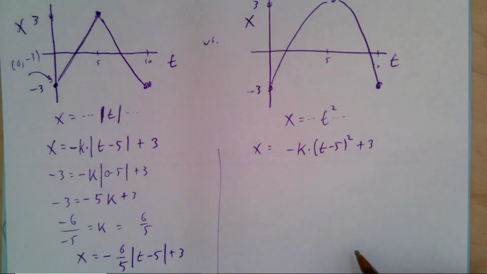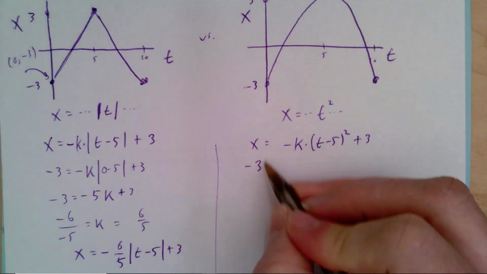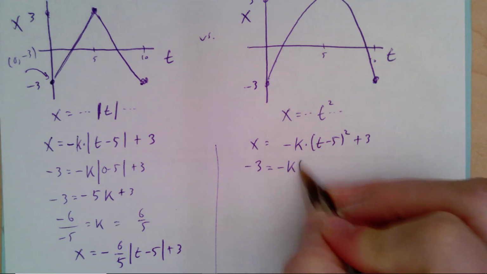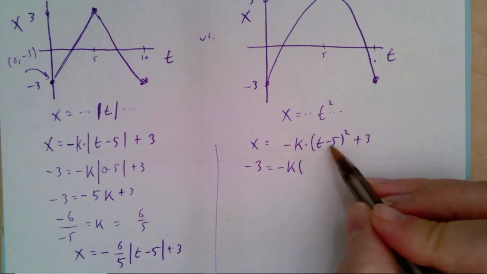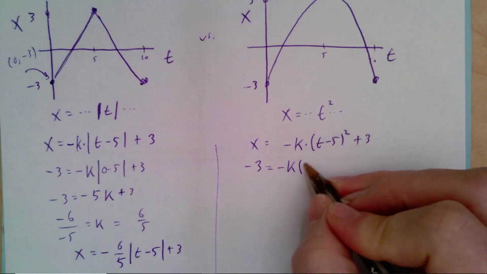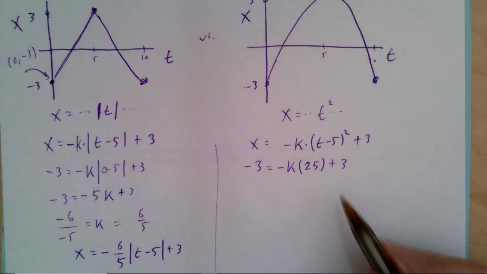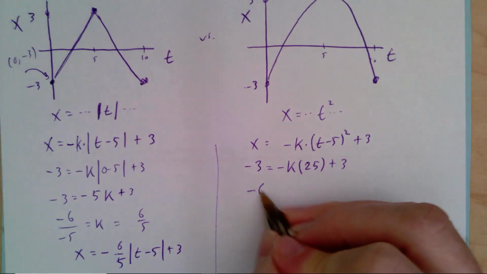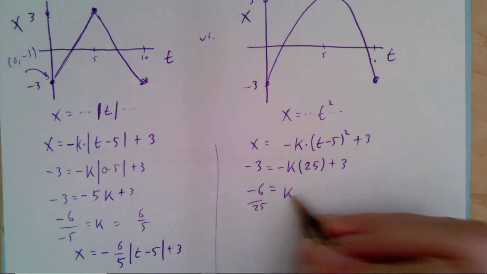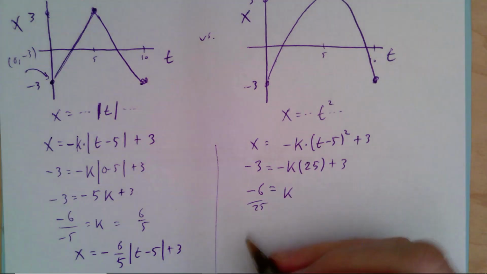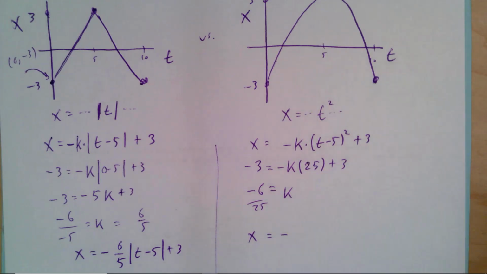Let's do the same thing on this side. So again, I'm going to substitute some values. -3 for x. When I plug in 0 for t, that will give me -5 squared, which becomes +25 because I'm squaring it. So same thing, let's solve. I'll subtract 3, so that gives me -6. Then I'll divide by the 25. Gives k equals -6/25. So if I rewrite the equation, I've got, let's see.